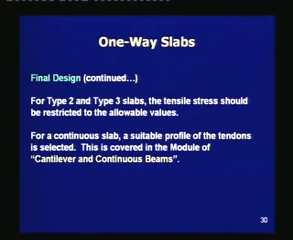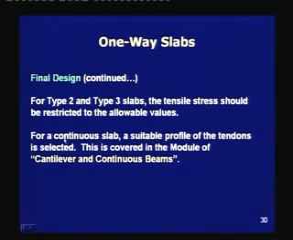For type 2 and type 3 members, the tensile stress should be restricted to the allowable values. So, when we showed this design for type 1 members, the allowable tensile stress was 0, but if we do the design for type 2 and type 3 members, then the allowable tensile stress is as per the values given in the code. For a continuous slab, a suitable profile of the tendons is selected. This is covered in the module of cantilever and continuous beams.